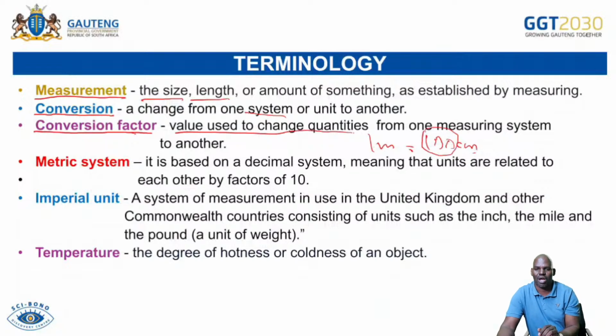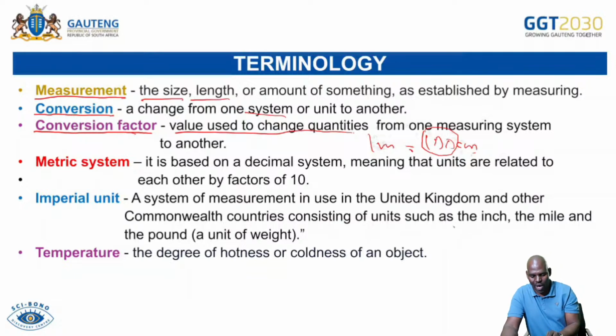Because in this case, I have to know what must I do with 100. Am I going to multiply by 100 or am I going to divide by 100? In this case, if 1 meter equals 100 centimeters, 100 is my conversion factor. It means if I have to convert from meters to centimeters, I'm going to multiply by 100. But if I convert from centimeters to meters, I'm going to divide by 100. So therefore, 100 is my conversion factor.